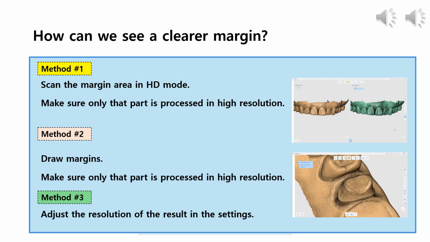Method 3 is what we covered in the last Please Solve Me session. If you change the default setting to high resolution in advance, the file size will be larger, but we will always be able to get clearer margins. In this way, you can see what you are familiar with.